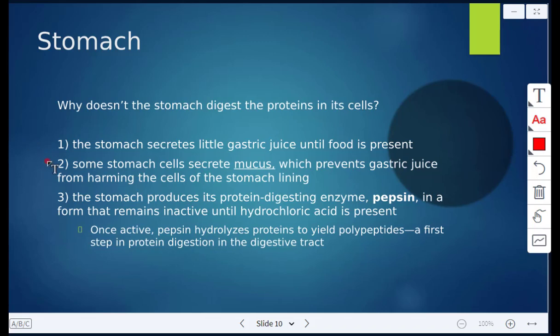Then some stomach cells secrete a special mucus substance which prevents gastric juice from harming the cells of the stomach lining. And next, the stomach produces its protein digesting enzyme. It's called pepsin, and it's in a form that remains inactive until hydrochloric acid is present. Then, once active, pepsin hydrolyzes proteins to yield polypeptides, which is a first step in protein digestion in the digestive tract.